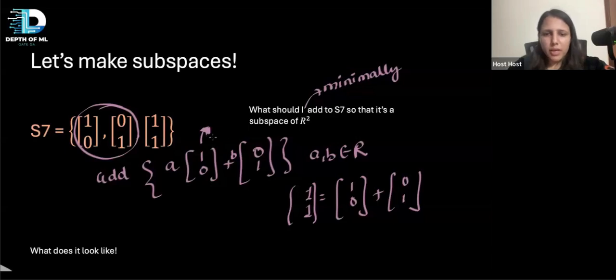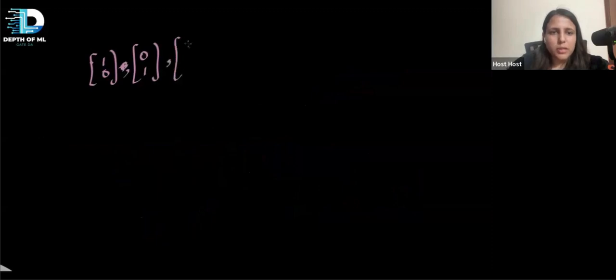Minimal in the sense is that if you tell me add this, A of 10 plus B of 10. Okay, let me do it another way. So I have these vectors: 10, 01, and this third one. I have these three vectors, right?